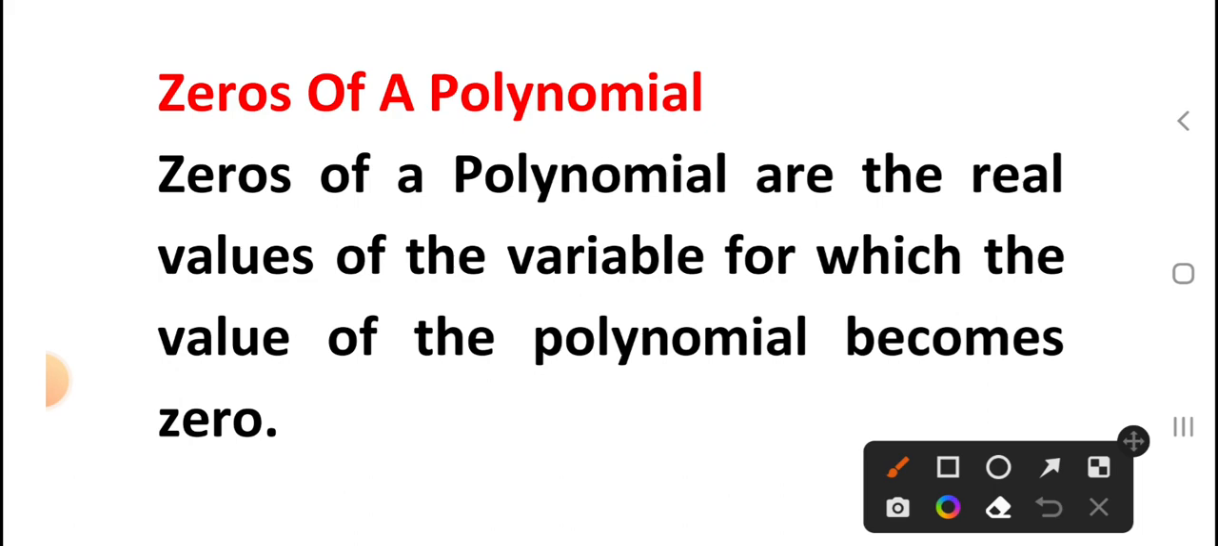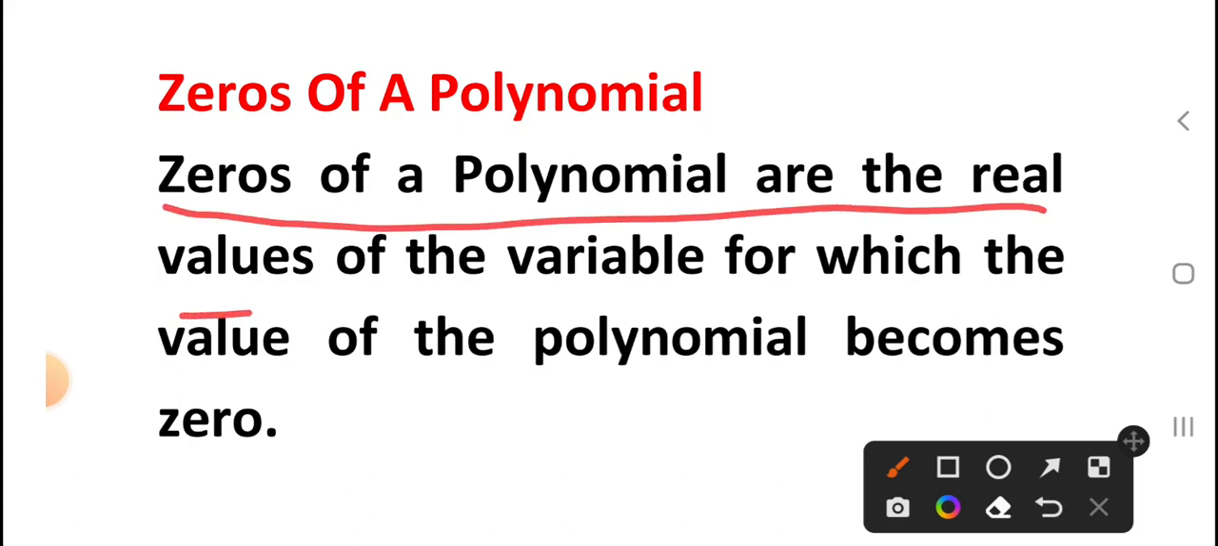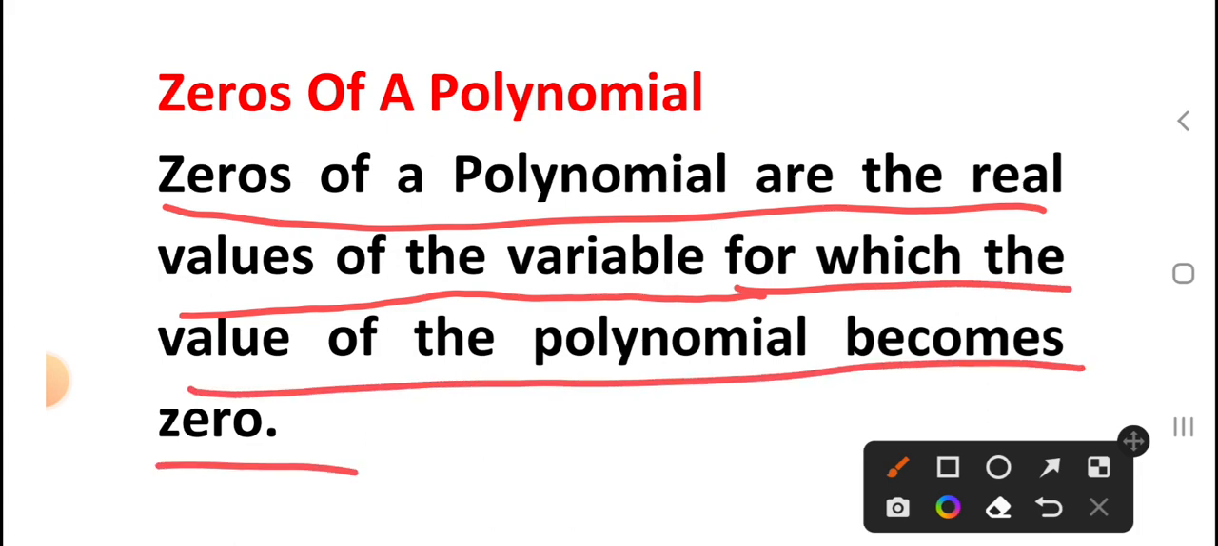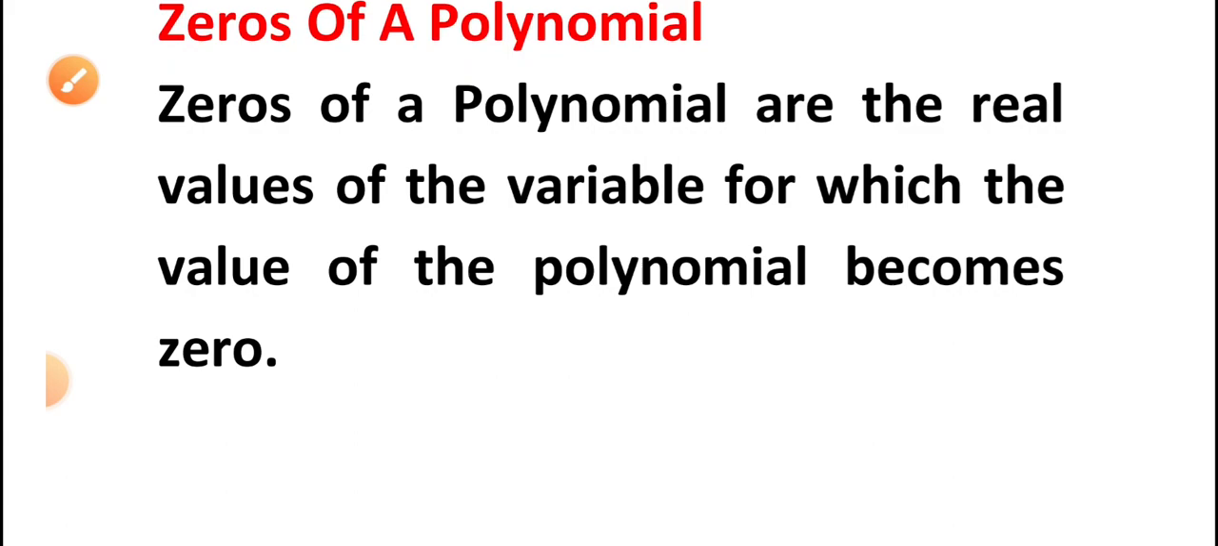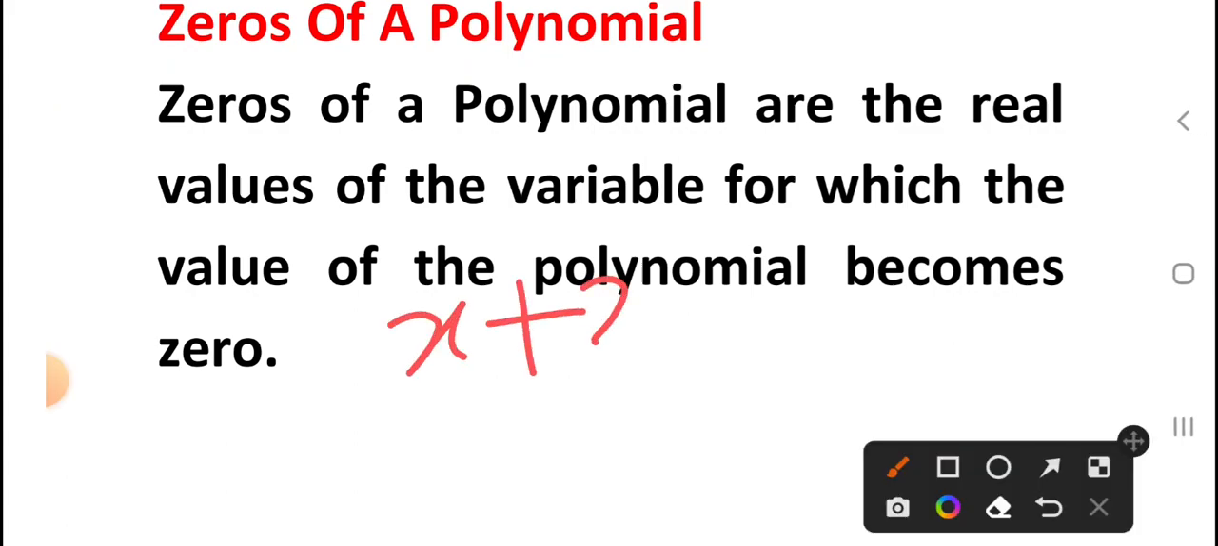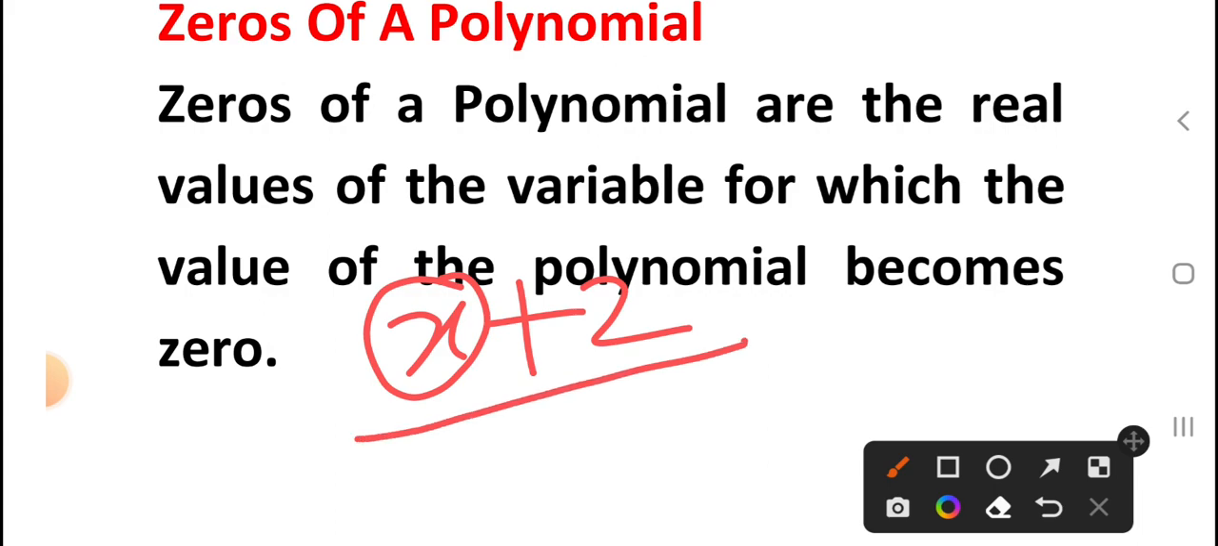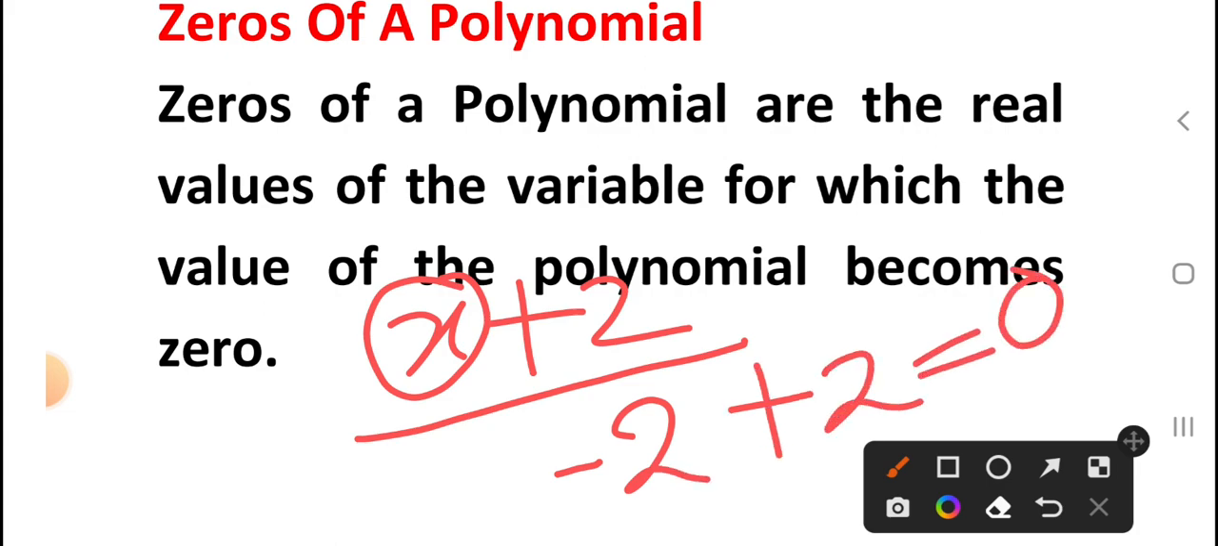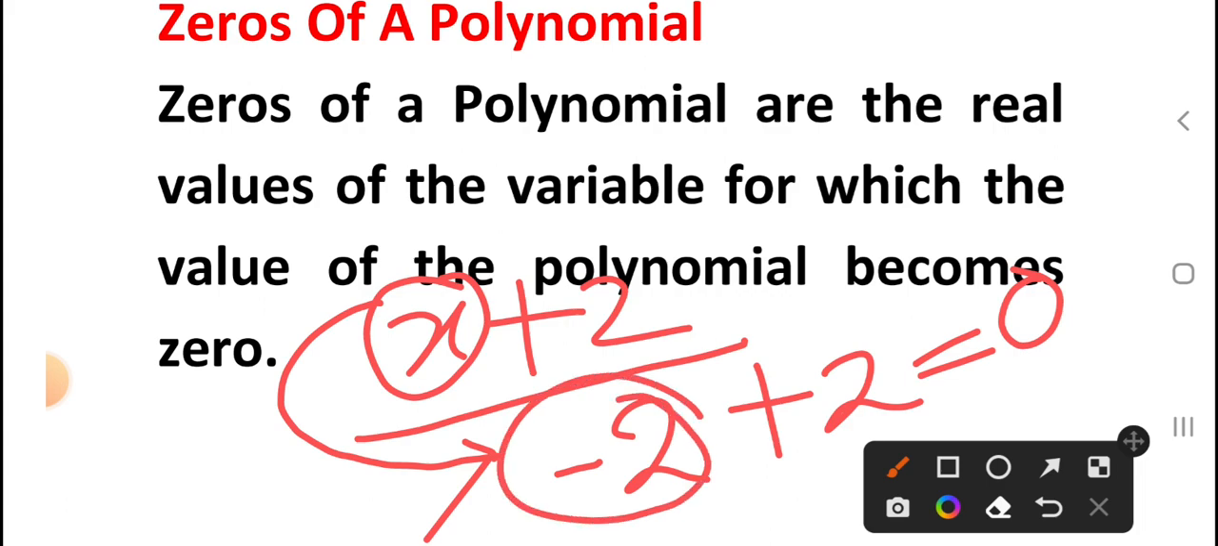First, remember what zeros are. Zeros of a polynomial are the real values of the variable for which the value of the polynomial becomes 0. Suppose we have the polynomial x plus 2. For which value of x will this x plus 2 be 0? Suppose we take x as minus 2, then minus 2 and plus 2 sum to 0. So we can say that for the value minus 2, x plus 2 becomes 0. That's why minus 2 is the zero of x plus 2.